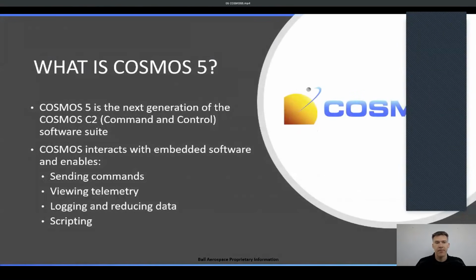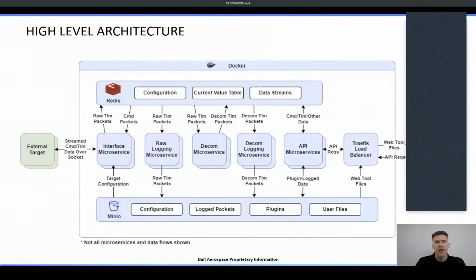So what is Cosmos 5? Cosmos 5 is the next generation of the Cosmos C2 command and control system. It interacts with embedded software and enables sending commands, viewing telemetry, logging and reducing data, and scripting. Here's a high-level architecture diagram of Cosmos. Cosmos is a containerized system, so Docker Desktop is the primary requirement to get it up and running.